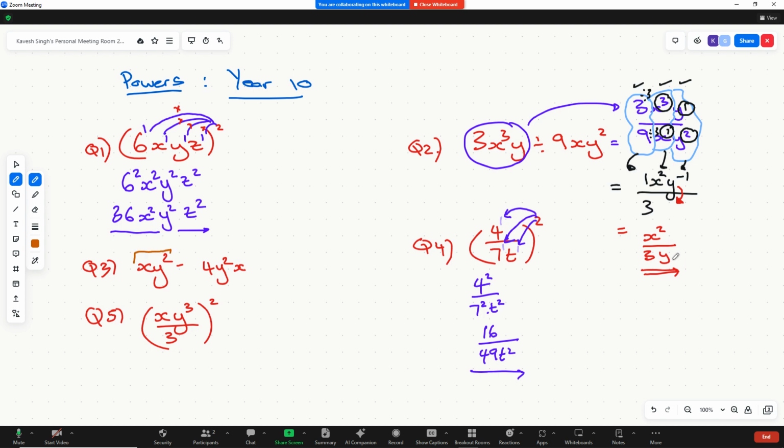Over here, if you notice, we actually have like terms. We have y squared and x. Even though they're reversed, it's still like terms, which means this is an imaginary 1, and 1 minus 4 is negative 3xy squared. Like terms for that one.